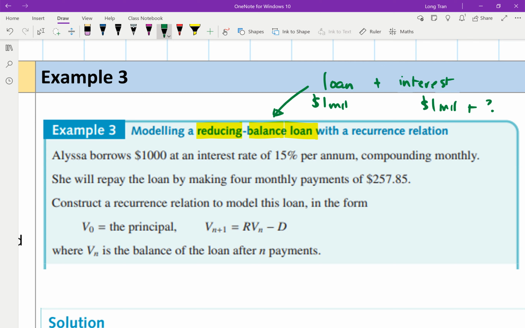How do you calculate that? After 1 year, how much have you paid off? After 2 years, how much have you paid off? How much more do you have? That's what exercise 9B is about. Okay, so here we go.